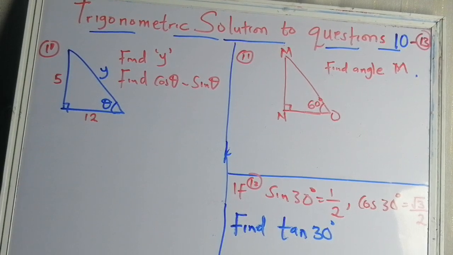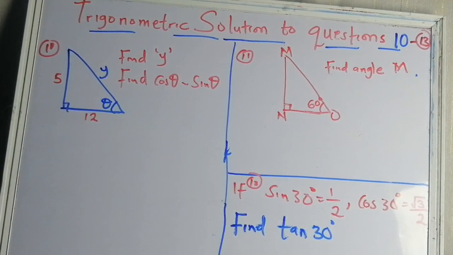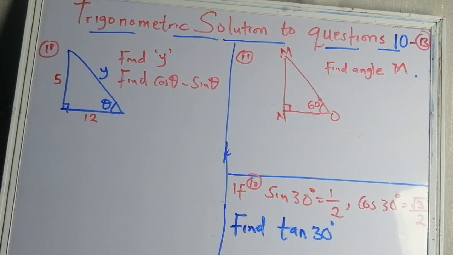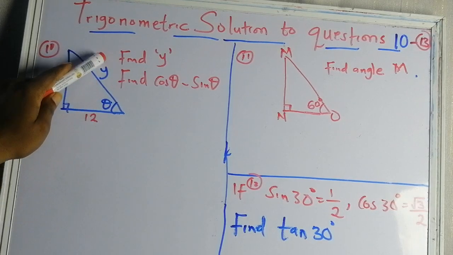Hey guys, this is the trigonometry solution to questions 10 to 13. Any similar one that I've solved, I don't have to repeat again. Of course, you can just make use of the one I've solved earlier. But any new one coming on board, I will touch it so that you can understand better. So for question 10, I already know that this is Pythagoras triplet 5, 12, 13.